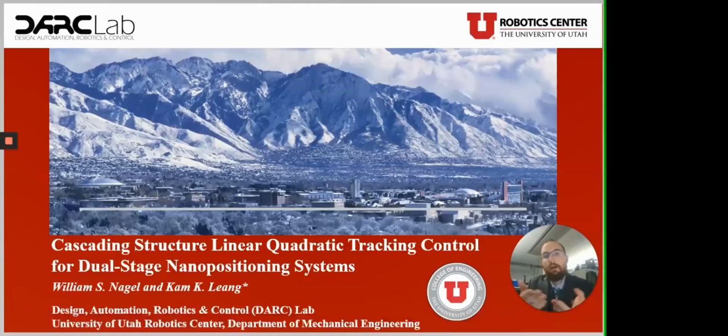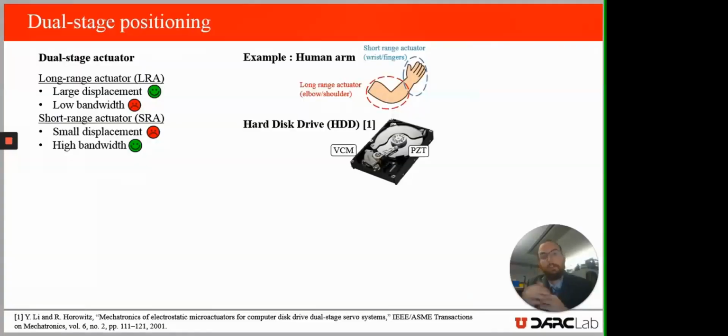Hello, I'm William Nagel, a PhD candidate in the Design, Automation, Robotics, and Control Lab at the University of Utah Robotics Center. This is work that I did with my advisor, Professor Cam Liang, investigating the cascading structure of LQT control for dual-stage nano-positioning systems.